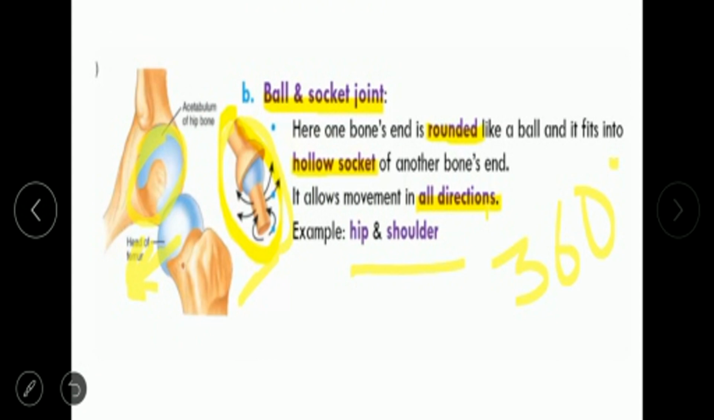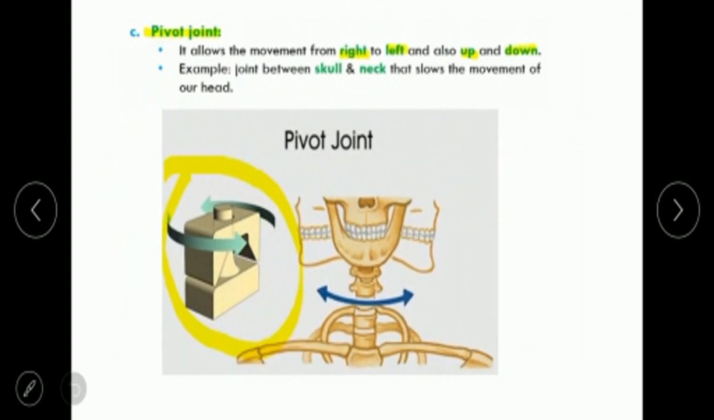Let us move forward and see the pivot joint. It allows movement from right to left and also up and down. The best example is the joint between your head and the skull. You can move your head to the right as well as to the left, and downwards and upward, as when you say yes and no.